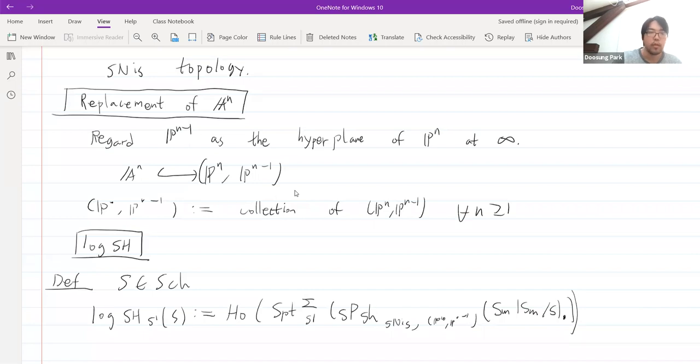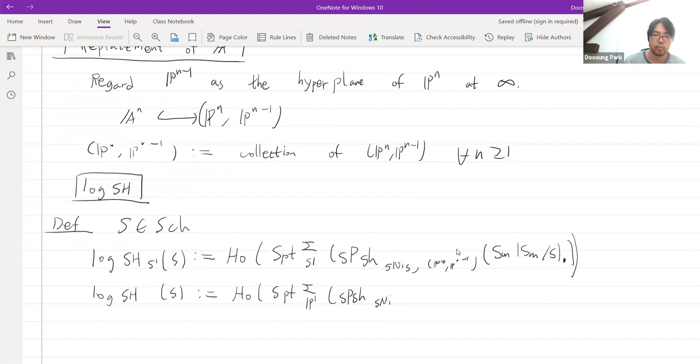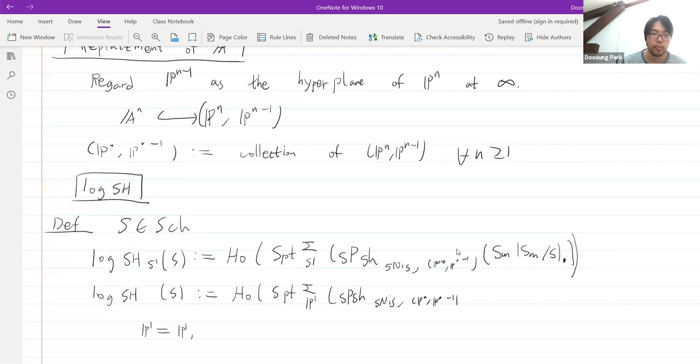And for P1 stabilization, we don't replace P1 because P1 is already okay. So logSH of S is the same, but just S1 is P1. And this is the ordinary P1 without log structure. I'm sorry? This P1 is the ordinary P1 without any log structure, right? No, you're correct. No log structure. So P1 is just (P1, empty set). Yeah, thanks.